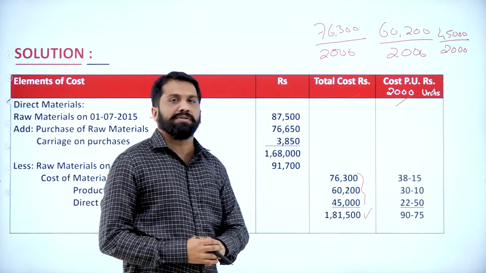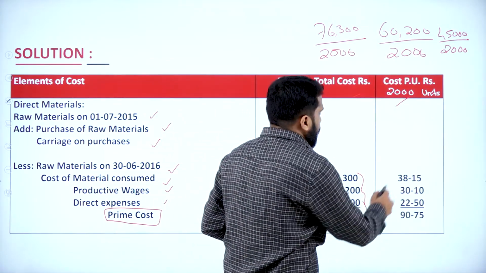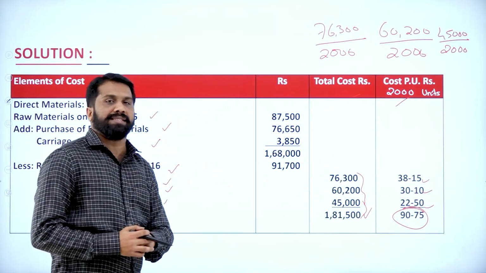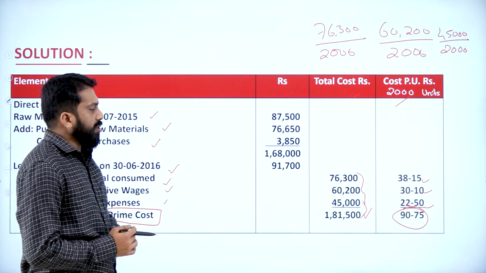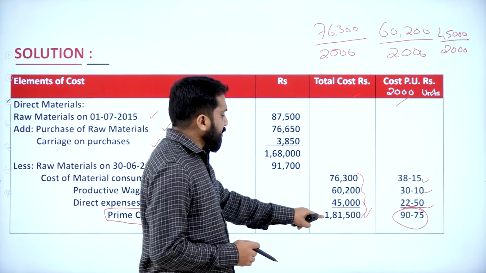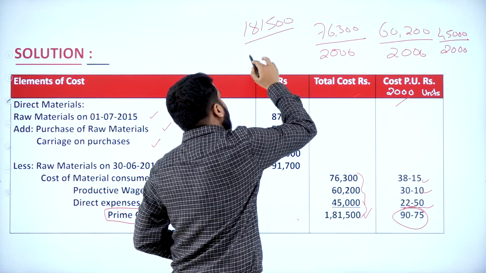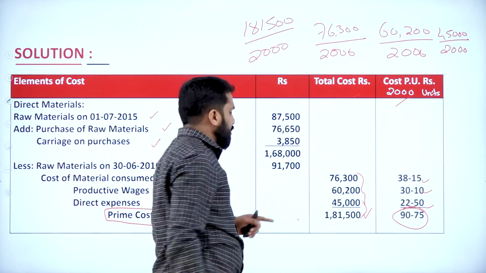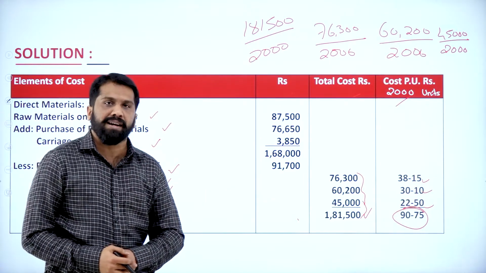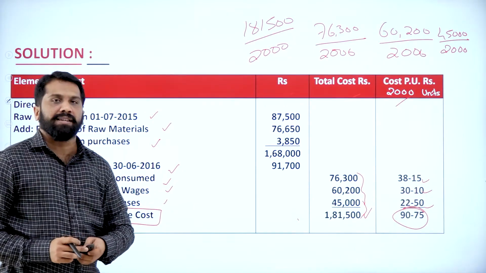Like this, we are supposed to calculate. Now, we calculated these things and got these answers. Your final answer is 90.75. Hope you understood. For your final answer, you can add these things, or else you can take 1,81,500 divided by 2000 units. Still you will get around 90.75 as your answer. Any doubt? No doubt. Up to this, hopefully there is no doubt.